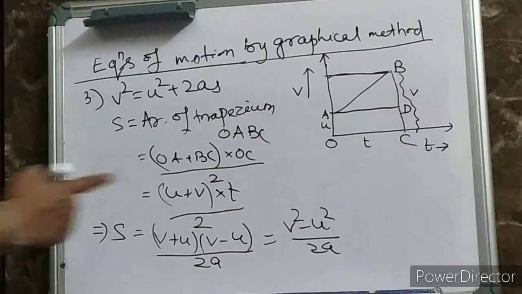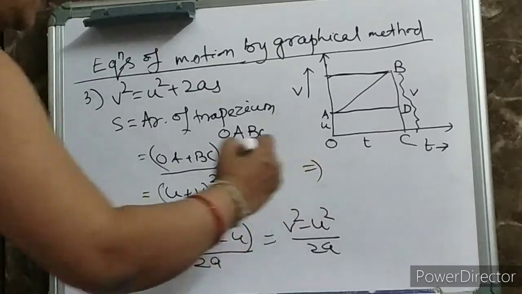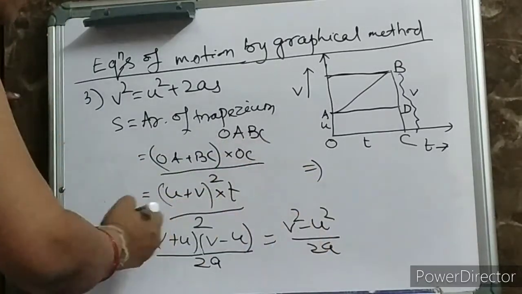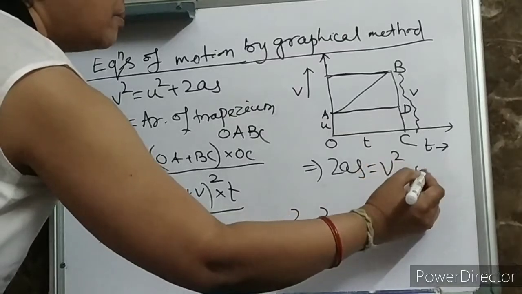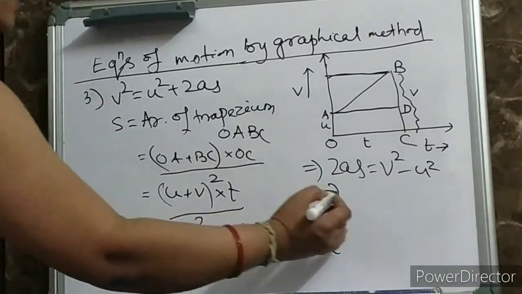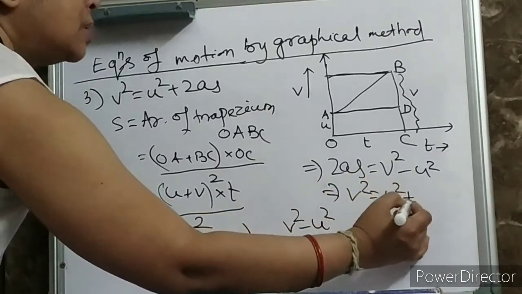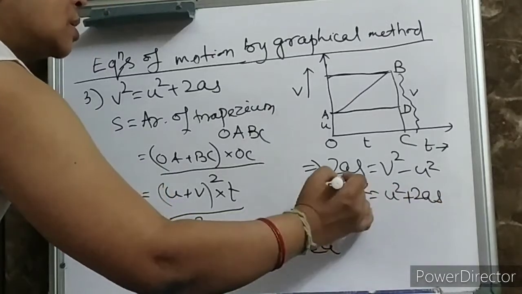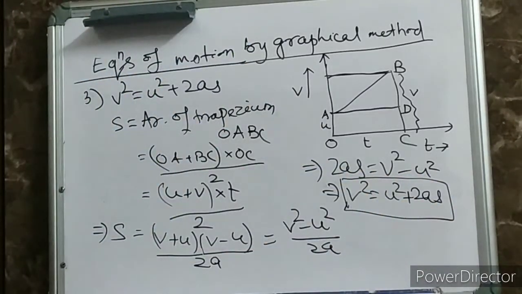Clear, children? Now just cross multiply. So what you will get? Let me write the answer over here. So cross multiply. 2AS is equal to V square minus U square. And V square is equal to, just rearrange, U square plus 2AS. Proved. Got it, children? Easy, very easy.